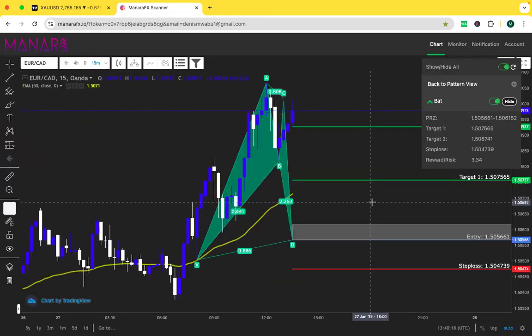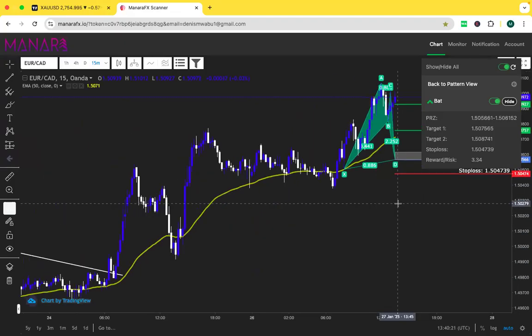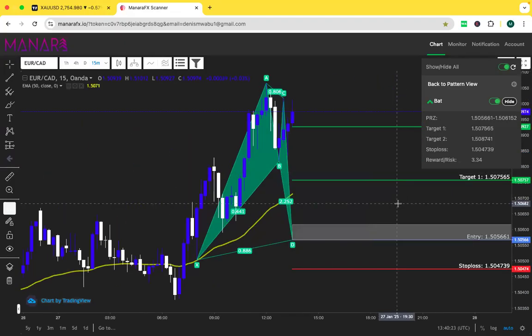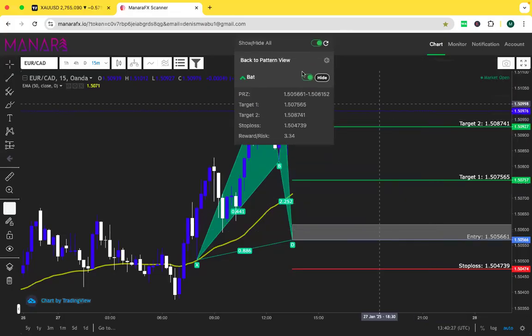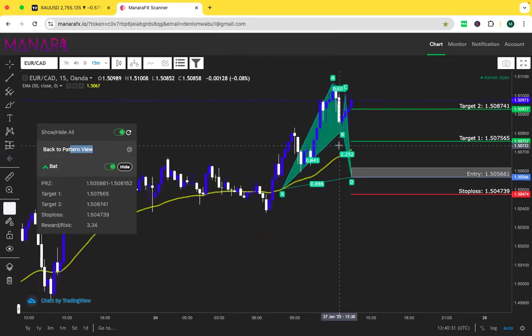Okay. For example, this is EURCAD. You can see the entry here. The target one is here and target two is here. So it gives you high probability zones.